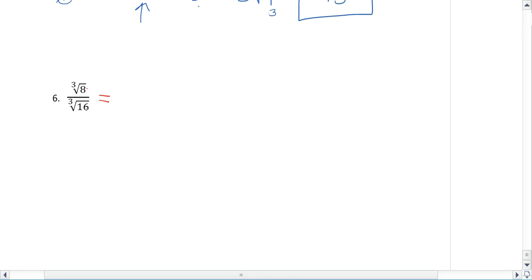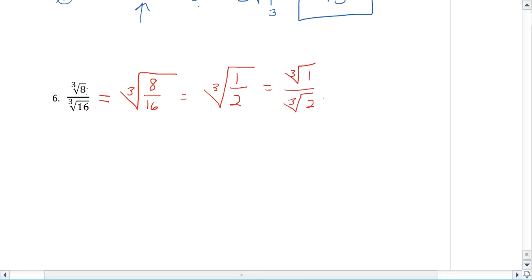And did you notice that 8/16 can be reduced? So it is to our advantage to put it under 1 cube root sign and go ahead and reduce the 8/16 to 1/2. Okay, now let's split it up. Again, cube root of 1 over cube root of 2. And did you notice that the cube root of 1 is a perfect cube? So this becomes 1 over cube root 2.